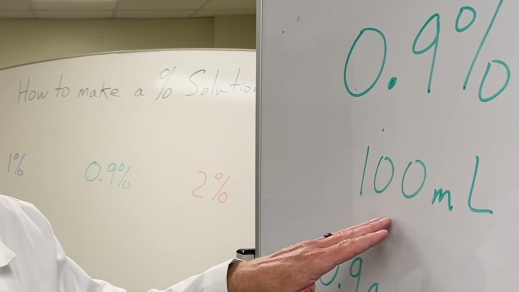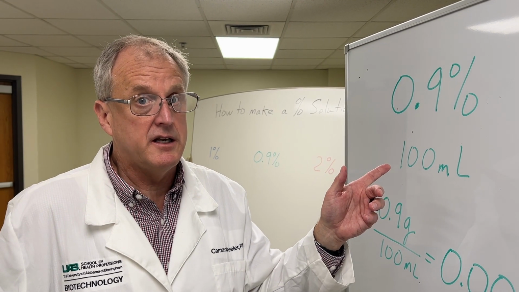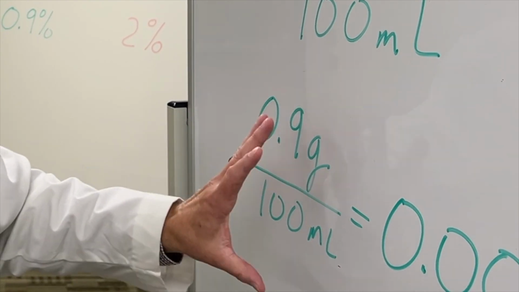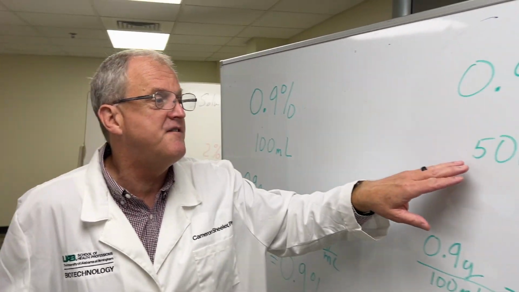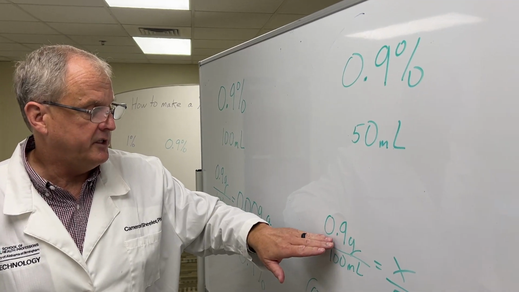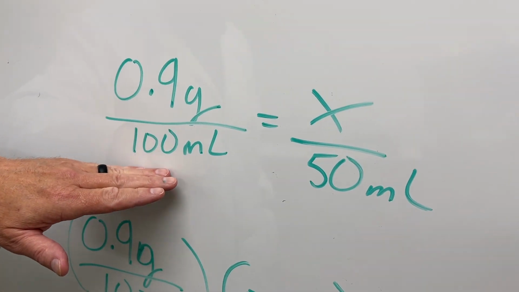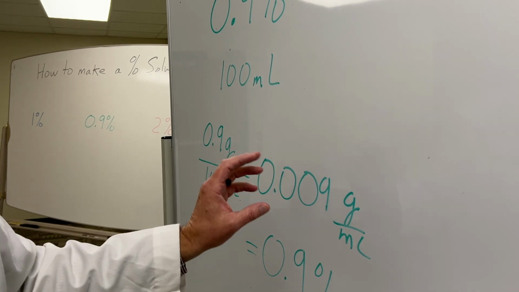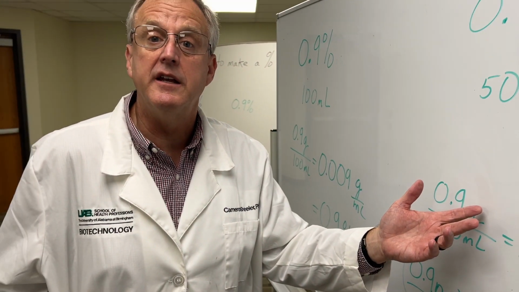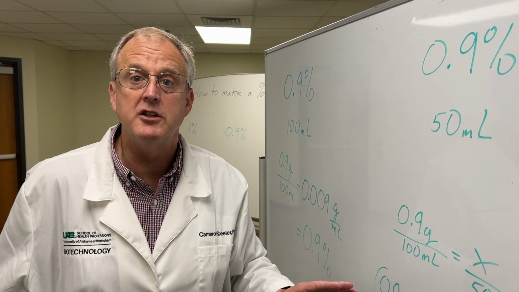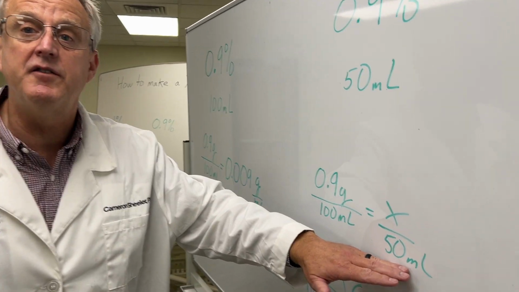Easy. But that was 100 mils. Remember, I've already said you can use the same ratio to get it to any volume. What happens if we want to make 50 mils? Well, we just take 0.9 divided by 100, same ratio. This time equals X over 50 mils. Like we did in the previous segment, where we were making 250 mil, well now we're making 50 mil.